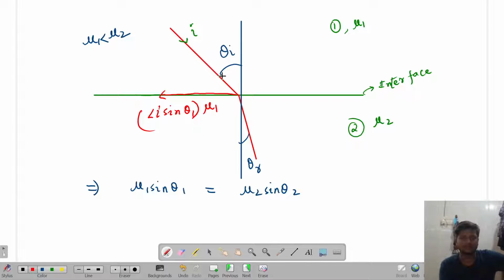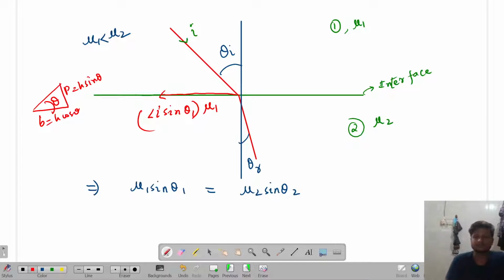We know that in this triangle, if theta is like this, I can write the base as hypotenuse into cos theta, and I can write the perpendicular as hypotenuse into sin theta. Are you aware of this thing or not, everyone? Yes or no? Small small things, yes or no, guys?